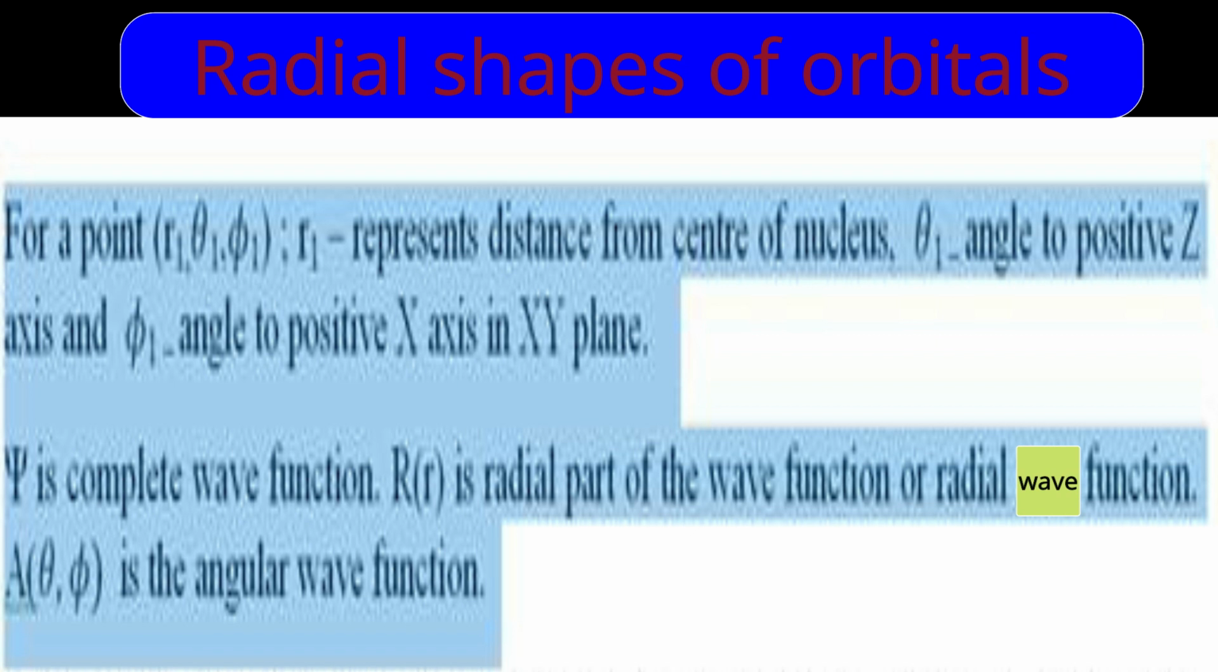Psi is the complete wave function. R means capital R with small r in brackets. Capital R represents radial and small r represents the coordinate. It is the radial part of the wave function. And capital A represents angular. In brackets, which coordinates are the variables? Theta and phi, the angular wave function.